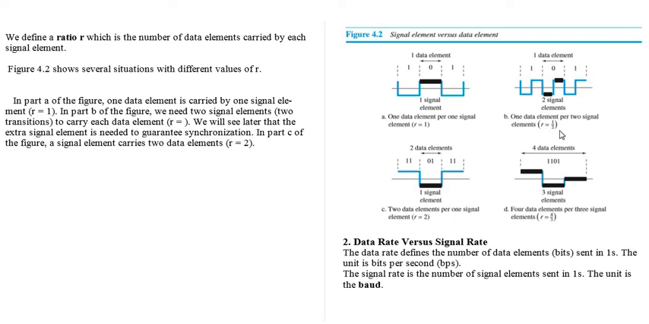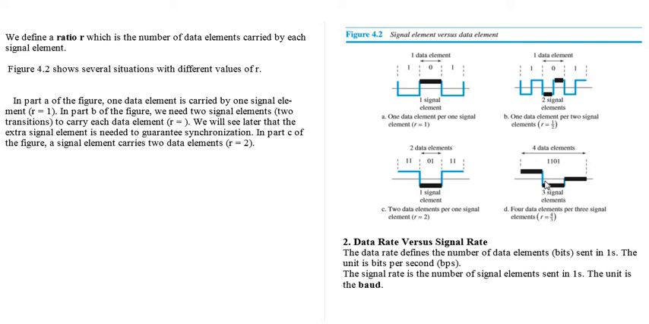In the third case, let us see, 2 data elements in one signal. If I can send 2 data in just one signal, then what will be your ratio? Data by signal, right? So 2 by 1, that is nothing but R is equal to 2.